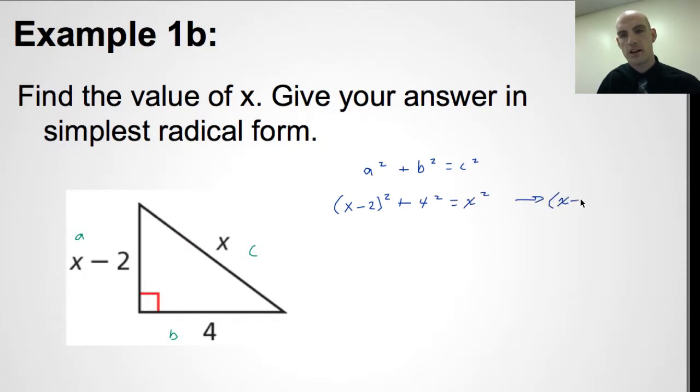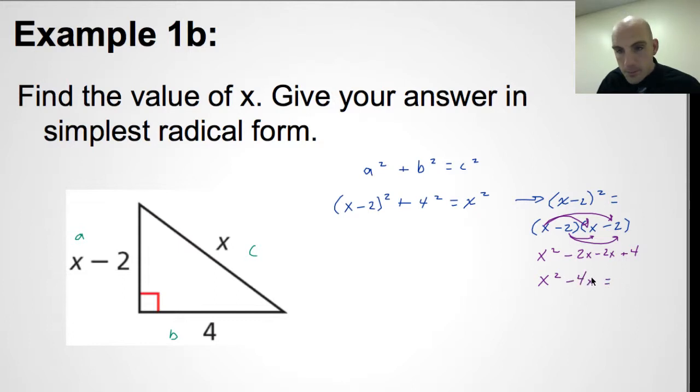Step out to the side here. x minus 2 squared really is equal to x minus 2 times x minus 2. So I'm going to do the FOIL method. First ones, that's x squared. Outside ones, inside ones, last ones, and I'll end up with x squared minus 4x plus 4. Made a little mistake here, I don't have the equal sign yet. Plus 4. And that's going to go in for my x minus 2 squared.